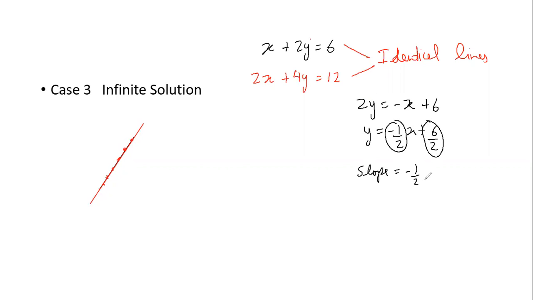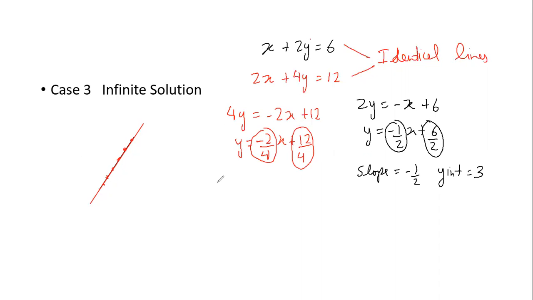So slope is minus 1 by 2, and this constant, that is y-intercept, is 6 by 2, which is 3. Similarly, if I take the second line, I can just convert it into the standard form. So 4y is equal to minus 2x plus 12. So y will be minus 2 by 4 x plus 12 by 4. Realize here also the slope is minus 2 by 4, that's minus half only, and the y-intercept is 12 by 4, which is 3.